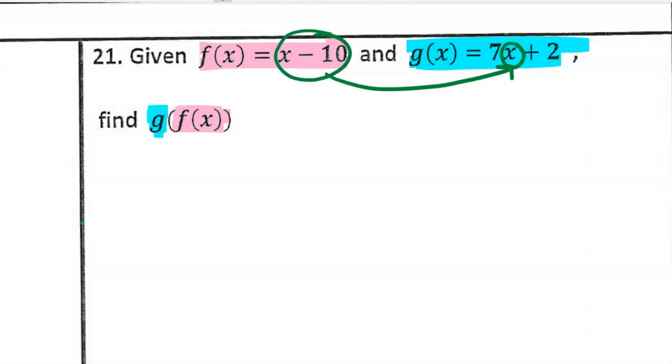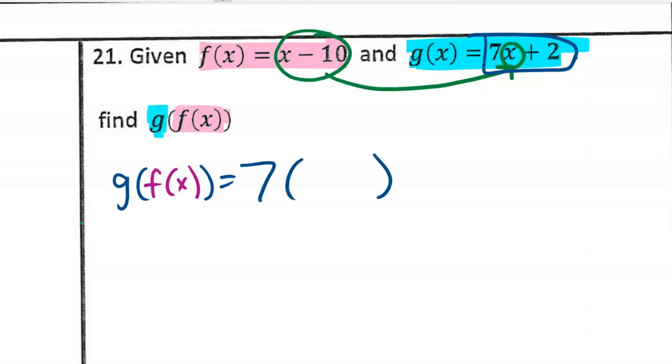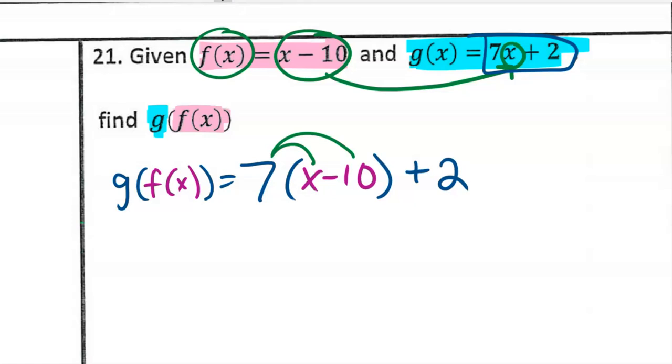So let's go ahead and start with writing our g of x. G of f of x equals, and then we start writing g of x. 7, that's where the x would be, plus 2. But instead of x, we're putting f of x, which is x minus 10. Oh, I did that wrong. Minus 10. And then we simplify. 7 times x, 7 times negative 10, 7x minus 70, and that plus 2 comes down.